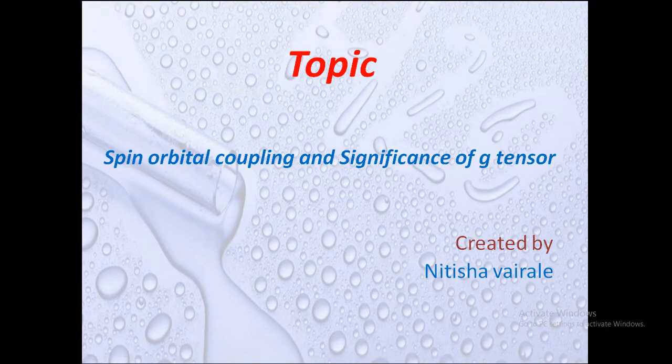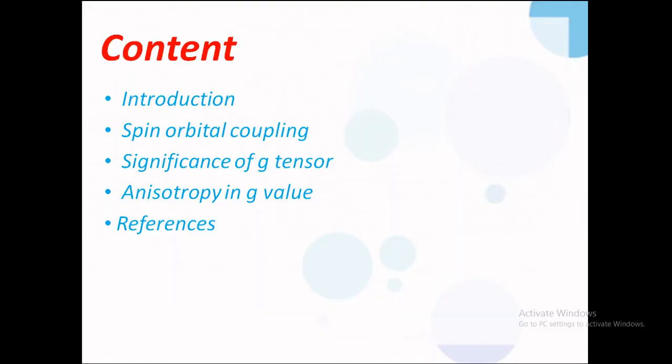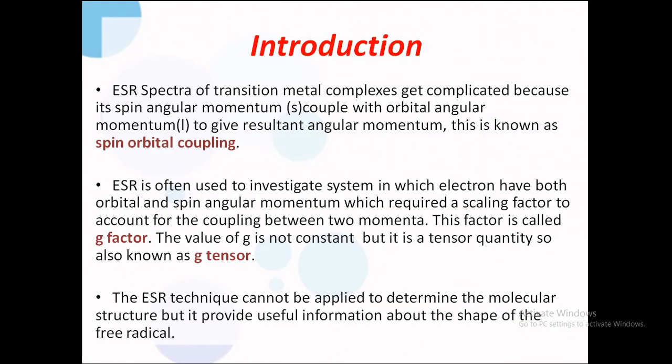Today's topic is spin orbital coupling and the significance of the G-tensor. As the term G-tensor is related to ESR spectroscopy, I have already made a video about the principle of ESR spectroscopy, so you can watch it, and by that you can understand the topic more easily.